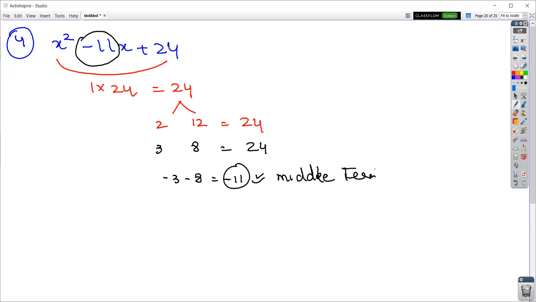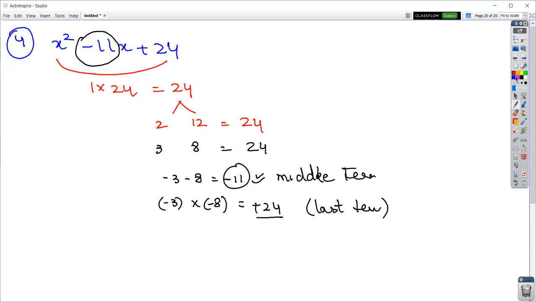So I'm looking for two numbers. When I sum them, it would give me the middle term. When I multiply them, it would give me the last term. So I'm going to try to multiply them as well. So if I write down minus 3 times minus 8, the two negatives make a positive, and 3 times 8 makes 24. So these two numbers do work with my factorization because the sum is giving me the middle term and the product is giving me the last term.